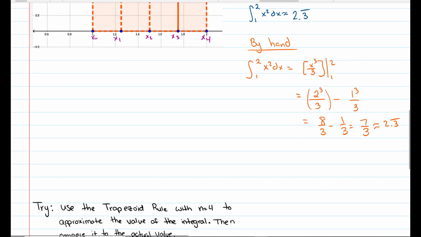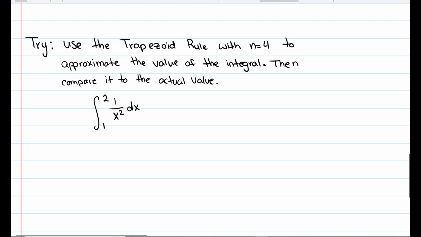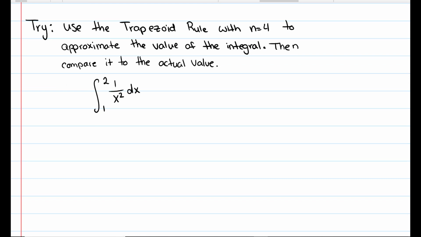Okay, now what I want you guys to do is try this one on your own. Use the trapezoid rule with n equals 4 to approximate the value of the integral, then compare it to the actual value. So take a minute, pause the video, try that on your own. Alright, let's come back together, see if we got it right.